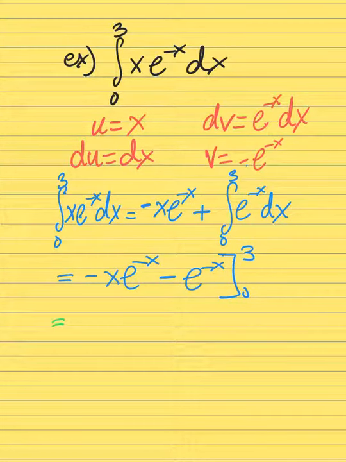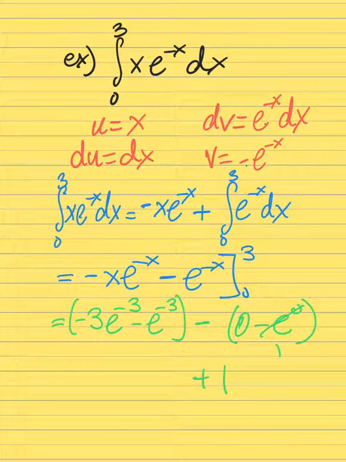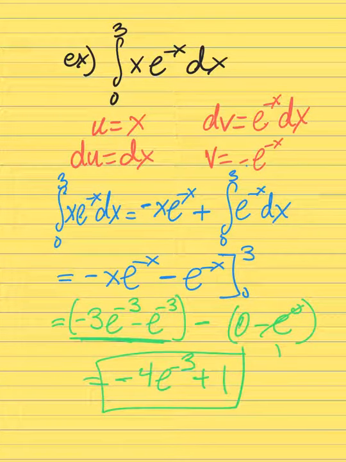All right, stick in top. So that's negative 3e to the negative 3 minus e to the negative 3. Minus, stick in bottom. That's going to be 0, because 0 times anything is 0, minus e to the 0. Well, e to the 0, guys, we know is just 1. So minus a negative becomes plus 1 over here on the right. This is combining like terms. This is like negative 3x minus x. So it's just negative 4e to the negative 3. And that is our answer.